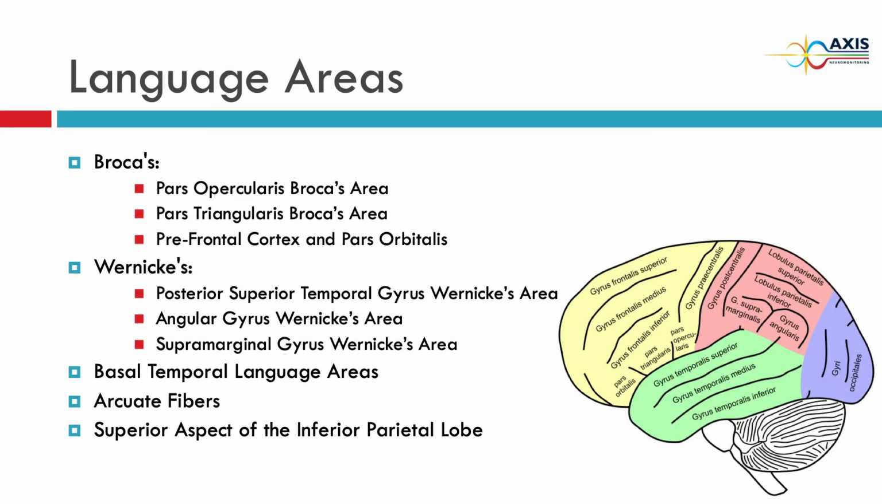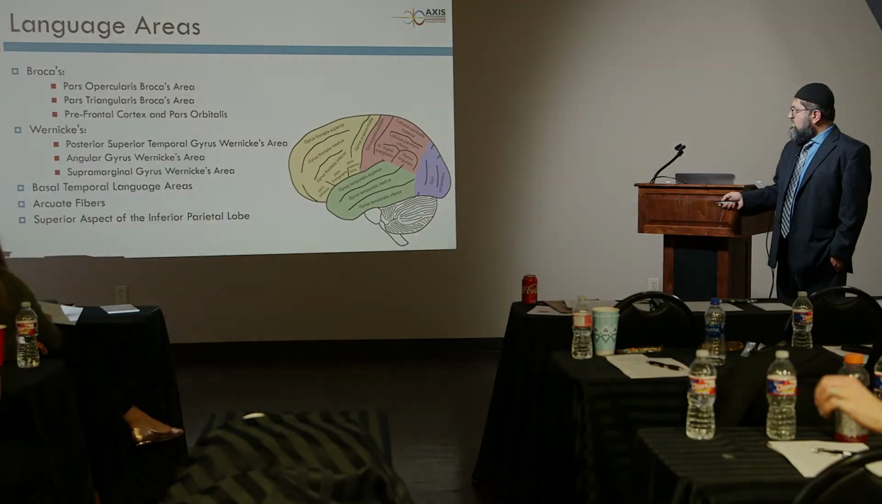So pars opercularis, Broca's area, pars triangularis is a more triangular shape. Then we have prefrontal cortex and pars orbitalis. Wernicke's has the posterior superior temporal gyrus, or PSTG, and the angular gyrus and supramarginal gyrus. And then the other language areas are the basal temporal language area, arcuate fibers, and the superior aspect of it.